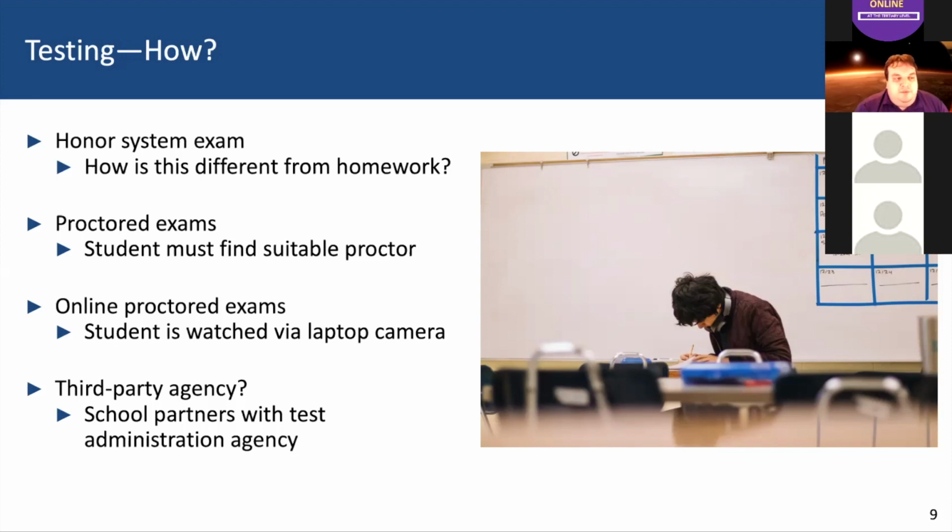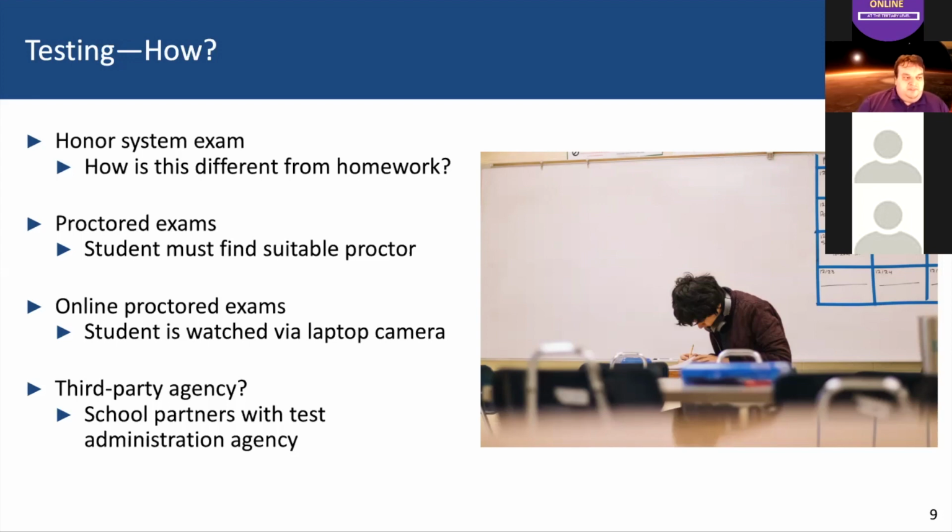Another possibility is that there can be a third-party testing agency. If you've ever been through, for instance, a certification exam, such as the PMP, Project Management Professional exam, you've gone to a company like Prometric, which administers the exam on behalf of PMI. That's the sort of thing I'm talking about here, is where your school partners with that third-party agency, and the third-party agency delivers the testing material to the student and ensures that there's no cheating and the student performs the test in a proper environment, and hopefully that they do it correctly.